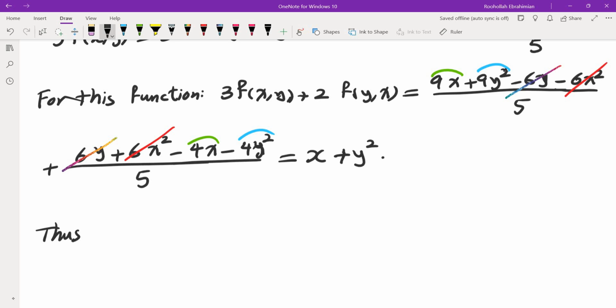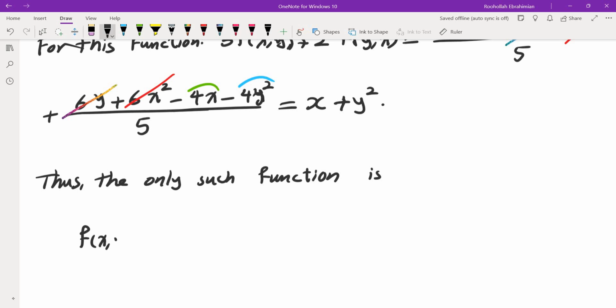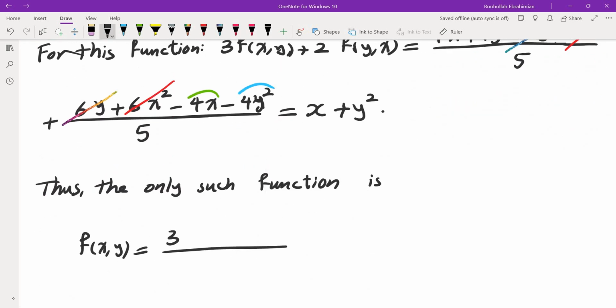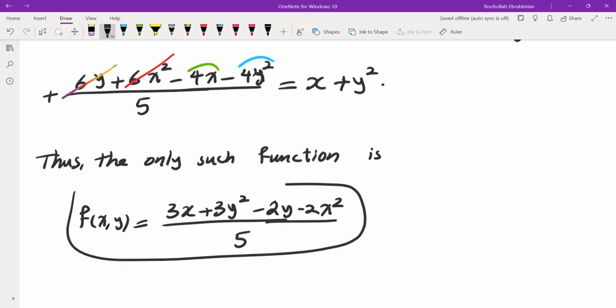So thus, the only such function is the function that we found. f of x, y equals 3x plus 3y squared minus 2y minus 2x squared over 5. So this is the final answer.